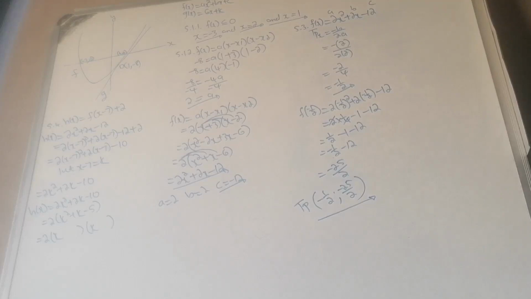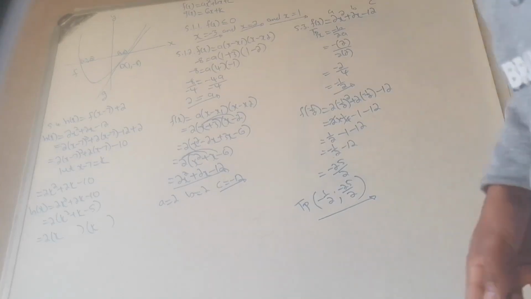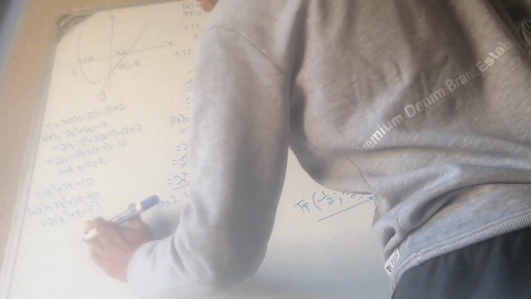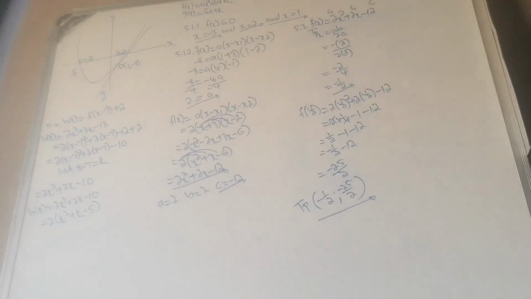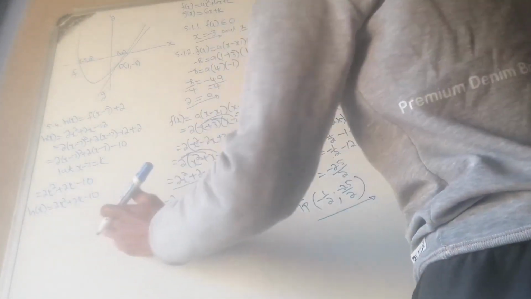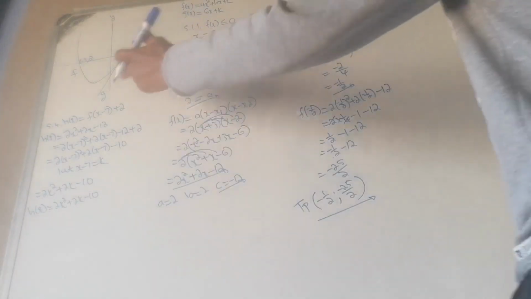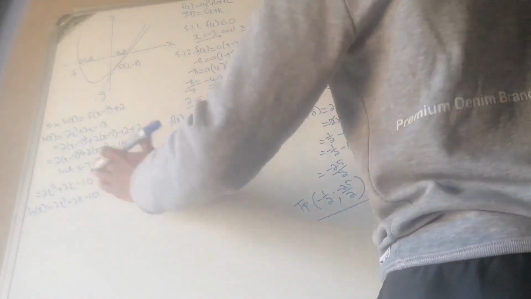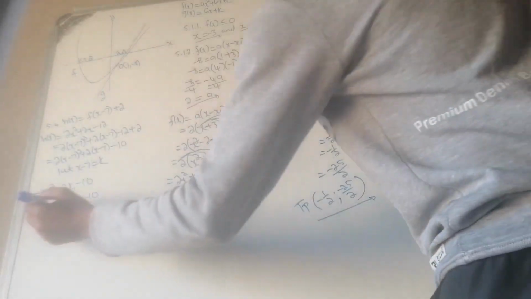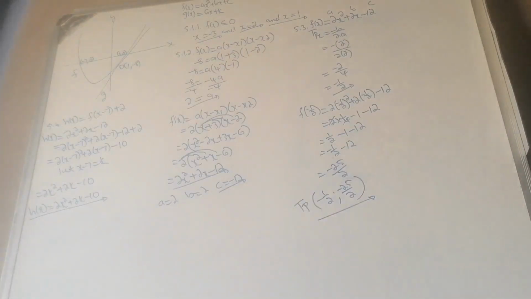Write down the equation of the axis of symmetry of h if h at x equals f at x minus 7 plus 2. And it's 1 mark.